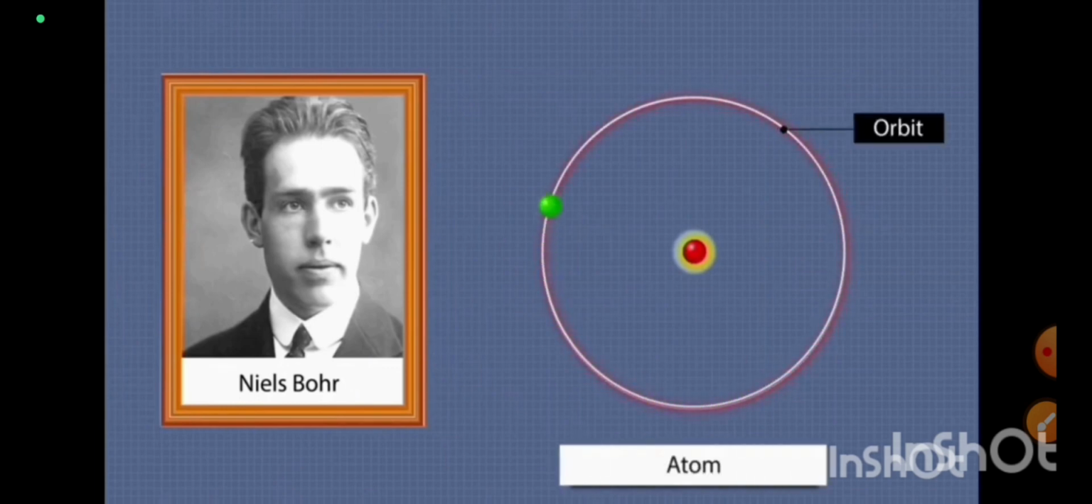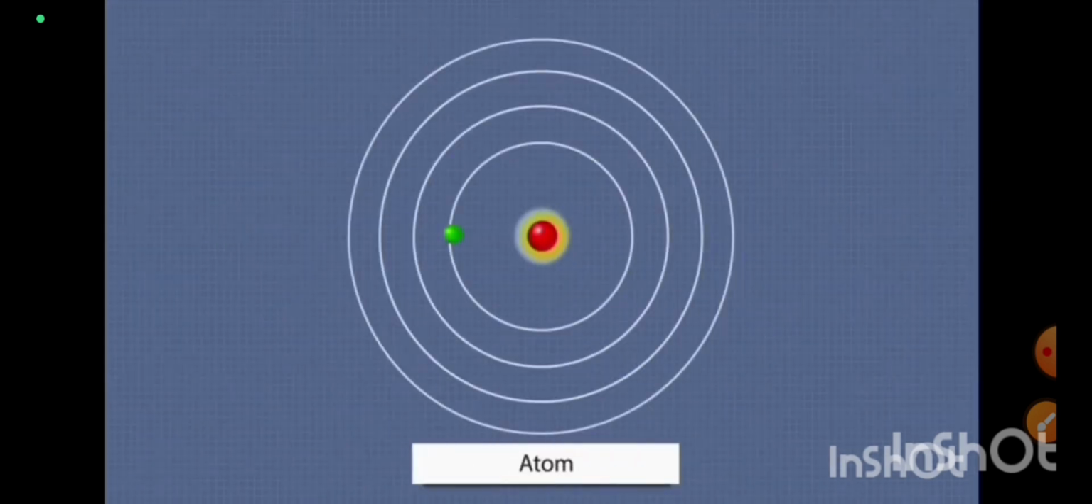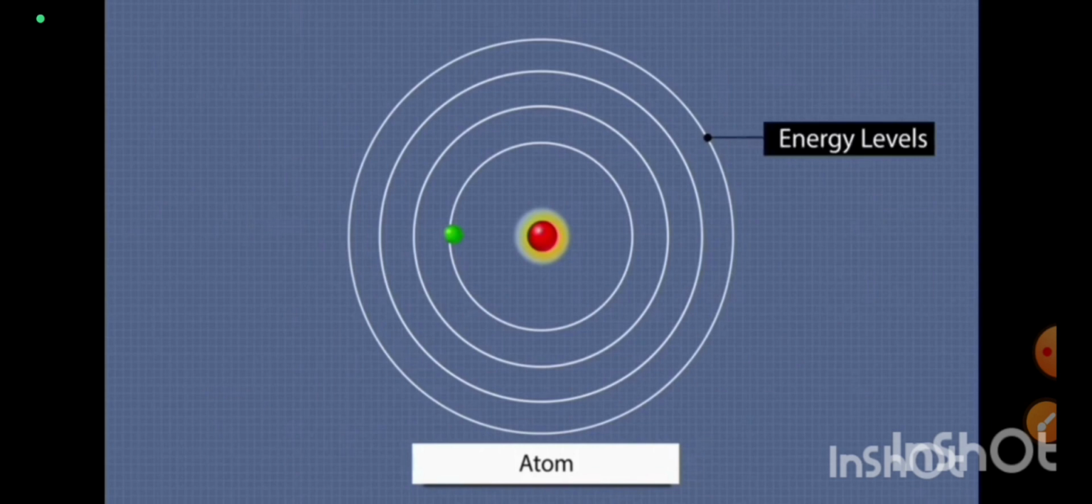Niels Bohr advocated that the electrons are no doubt revolving in orbits, but these orbits have their own energy. The electron, while revolving in these orbits, will not lose energy. They will continue to revolve in these orbits. That's why these orbits are called stationary orbits or stationary levels. These electrons are orbiting in these shells, which are also called energy levels.